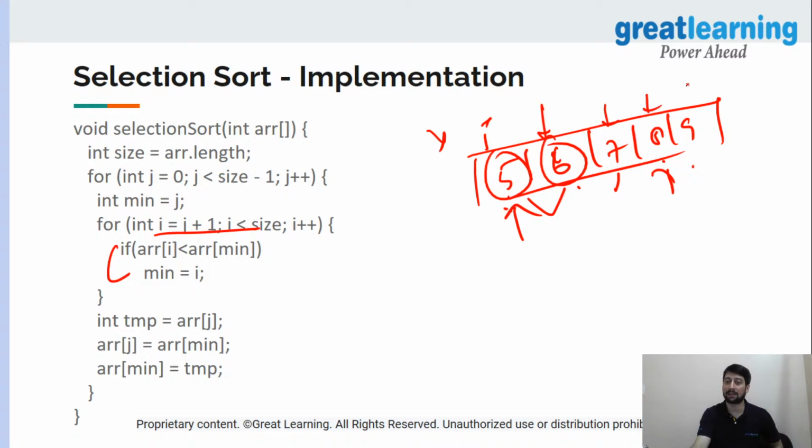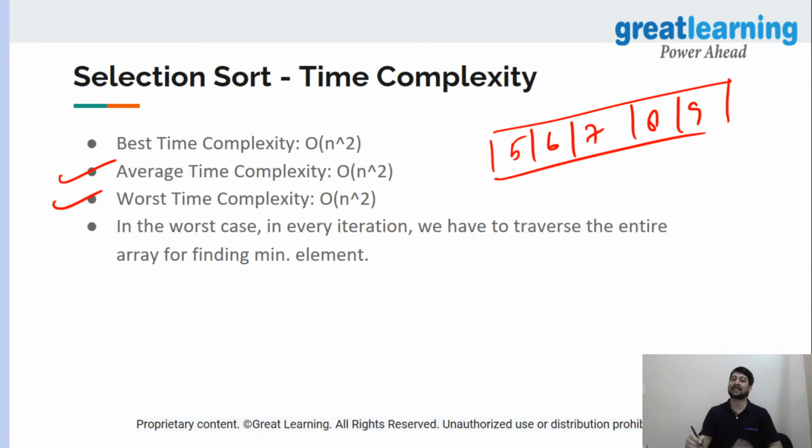7 will be swapped with itself, 8 will be swapped with itself, 9 will be swapped with itself. Now in the best case also, since you are iterating through all the elements and inside that you are checking through all the elements, still it is big O of n square.